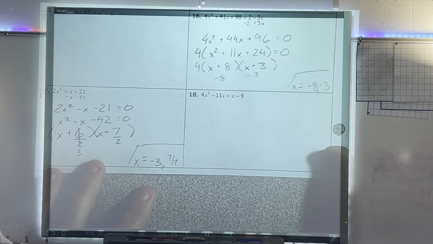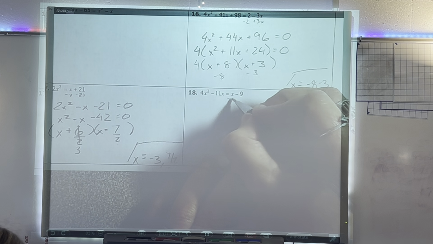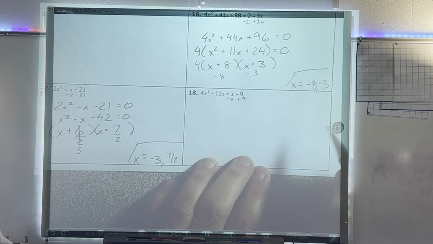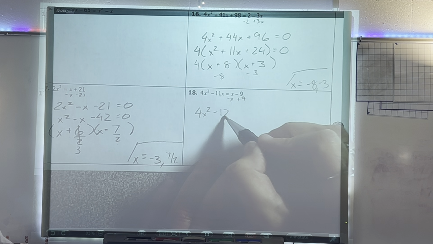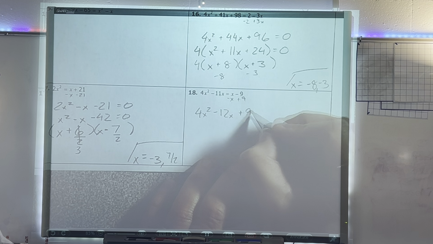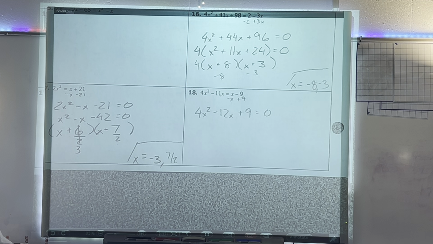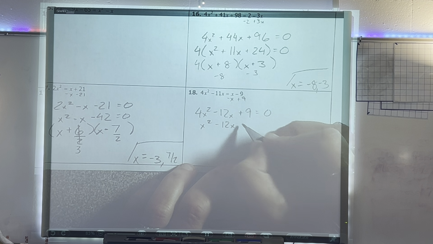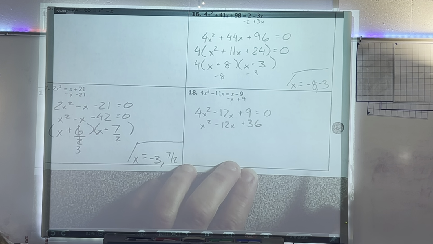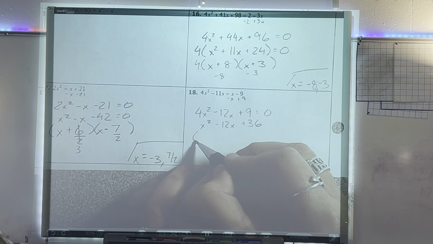All right, last one. I'm going to subtract my X, and I've got to add my 9. So that's going to give me 4X squared. When I subtract X, I've got minus 12X. And when I add 9, I've got this right here. I'd love it if I could take 4 out, but I can't. So I'm going to have to slip and slide. Okay, there? So when I multiply that 4 over, I've got X squared minus 12X plus 36. Are y'all right there? Alright, now I can factor that.